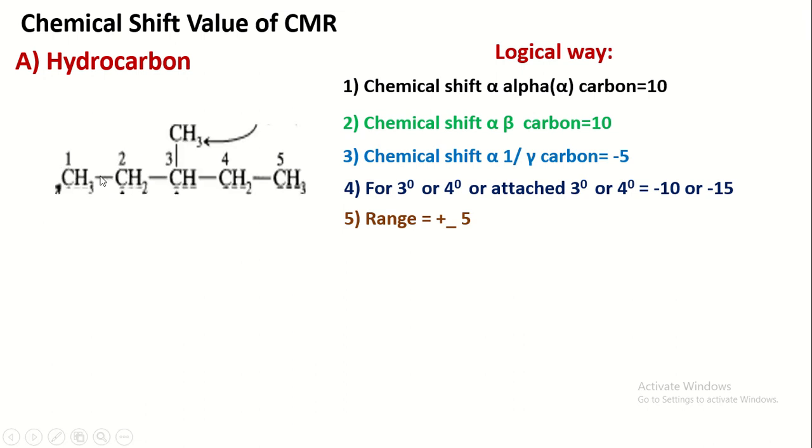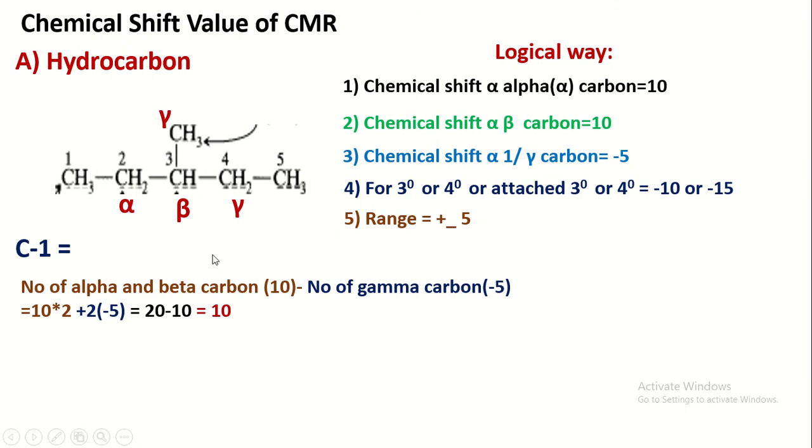In this compound, the IUPAC name is 3-methyl pentane. In this compound, there are 4 types of carbon. First, determine the chemical shift of carbon number 1. Carbon number 2 is an alpha carbon. Carbon number 3 is a beta carbon with respect to 1. Carbon number 4 is a gamma carbon. Methyl is also a gamma carbon. Therefore, in this compound, 1 alpha, 1 beta and 2 gamma carbons are present.